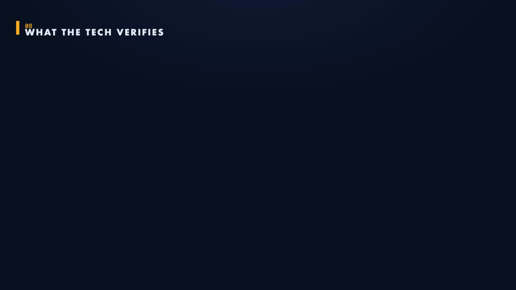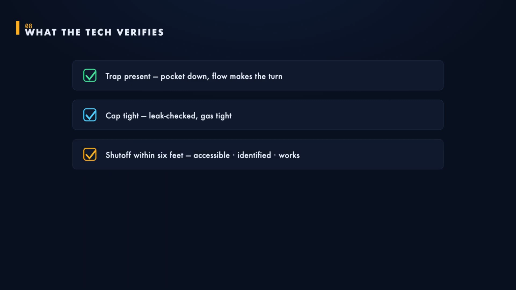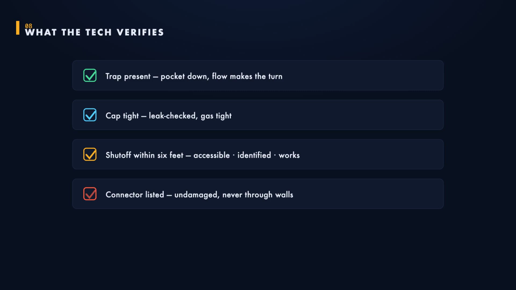So on a service call, the small parts get a real inspection. Trap present, pocket pointing down, with the flow making the turn. Cap tight, checked with leak solution, gas tight. Shutoff within reach, permanently identified and working smoothly. Connector listed, undamaged, not kinked, and never passing through a wall or floor. And a union downstream of the valve, ready for the next tech.